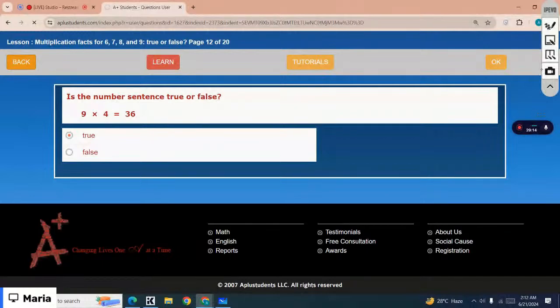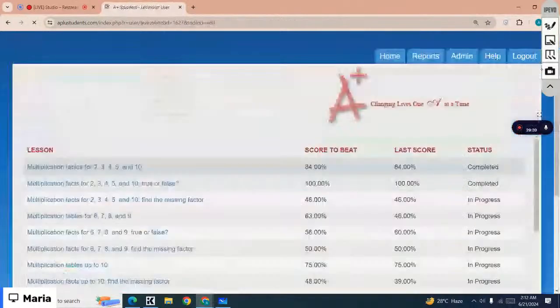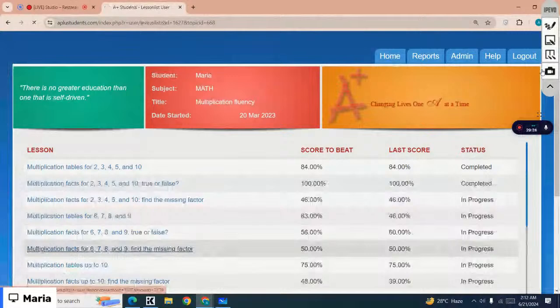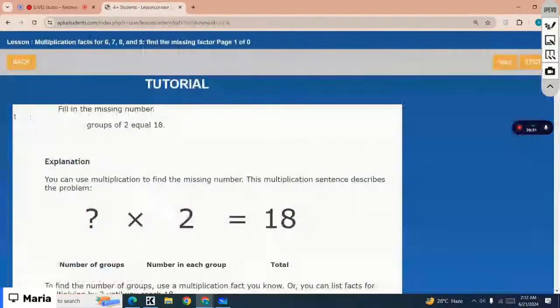And the next lesson is multiplication facts for 6, 7, 8, and 9 find the missing factor. So let's just start with the next lesson. Okay, find the missing number. 2 times what number equals 18? So which is the correct option?